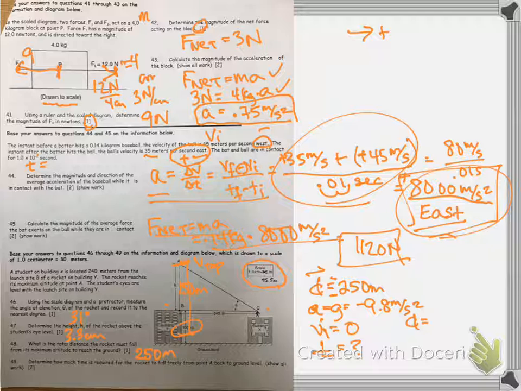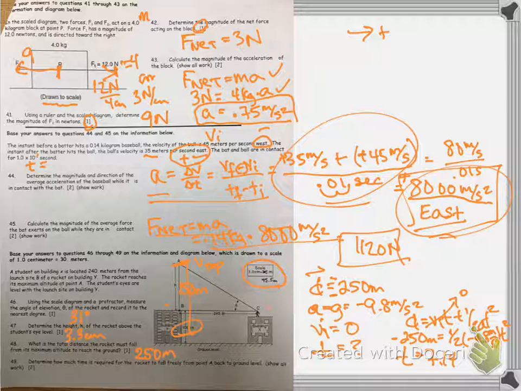I think we want to use D equals V initial T plus 1/2 AT squared. There's your equation. Substitute negative 250 meters equals, this is 0, 1/2 times negative 9.8 meters per second squared times T squared. T is equal to 250 times 2 divided by 9.8, which gives 7.14 seconds. And we're done with this test. Good luck tomorrow.